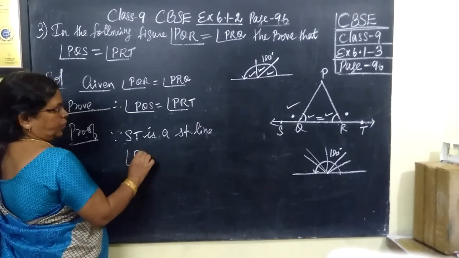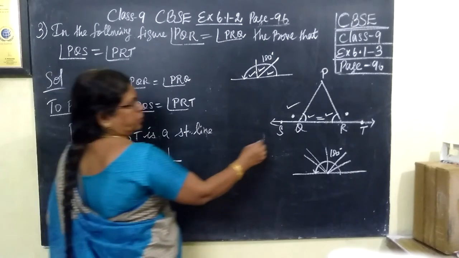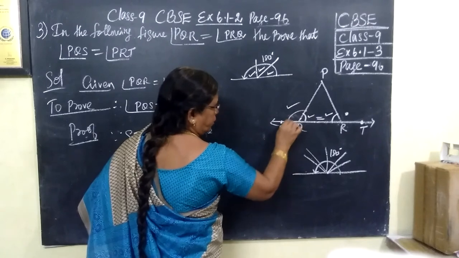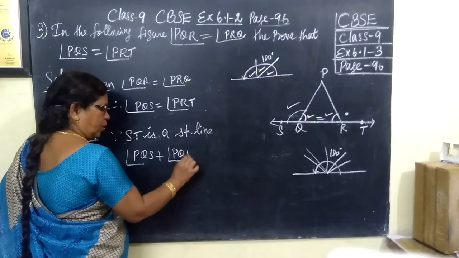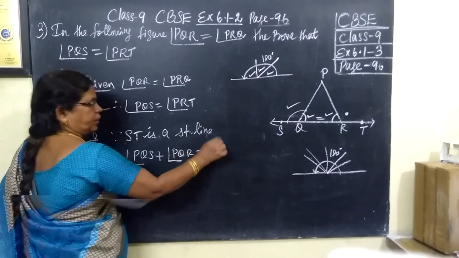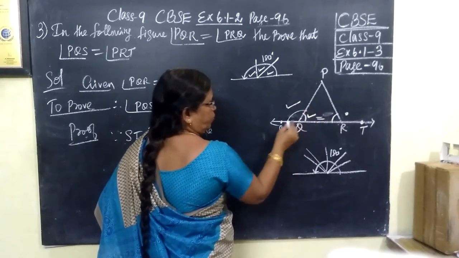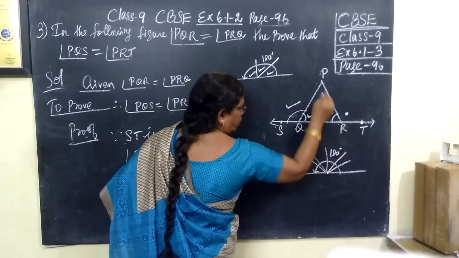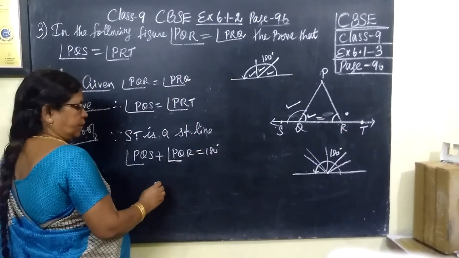Angle PQS plus angle, you take this side, this and this, PQS and PQR. PQR equal to 180 degrees. You consider only these two angles. So, PQS plus PQR, or PQT, anyway you can write, that is equal to 180 degrees.